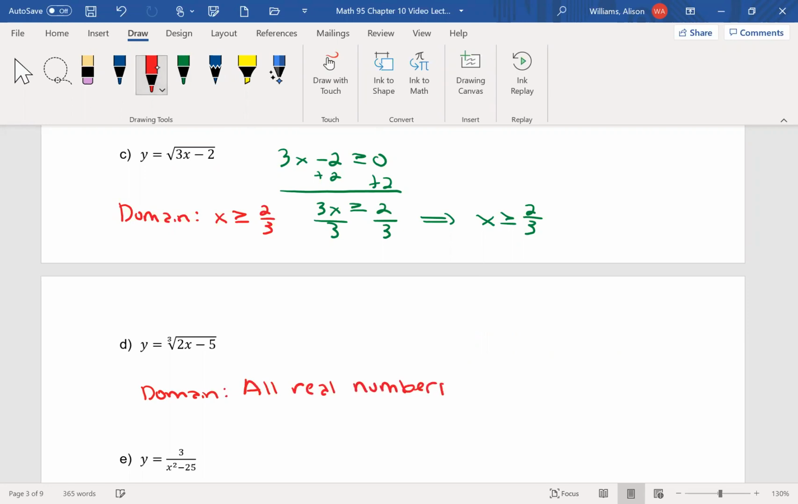The cube root makes all the difference. We're allowed to have negatives under a cube root. So anything with an odd root, we're okay. Anything with an even root, we have to have it bigger than or equal to 0.